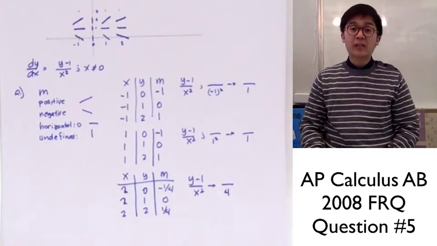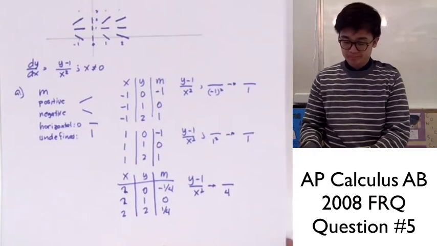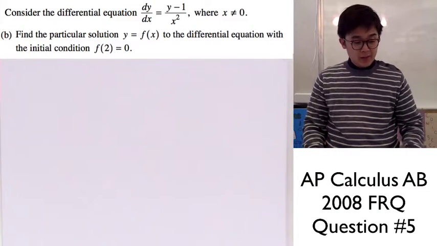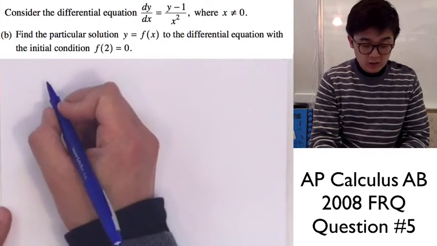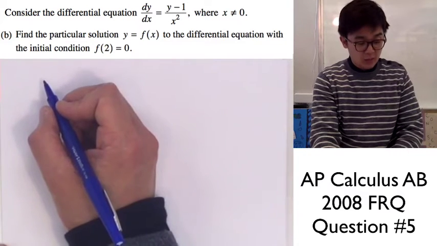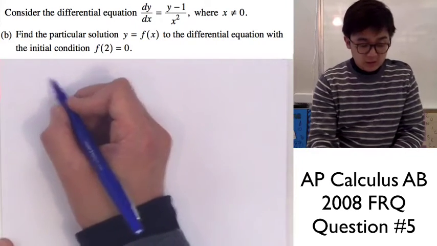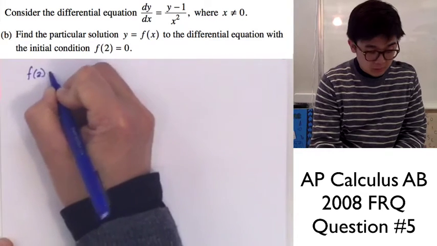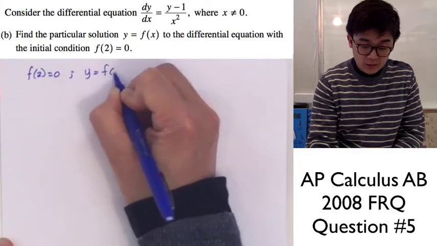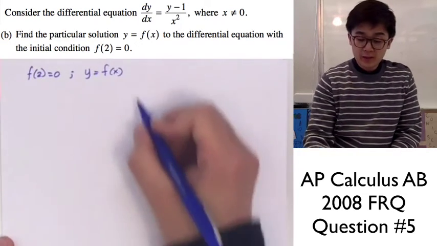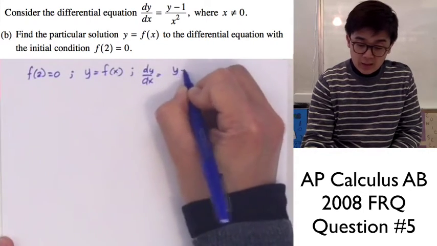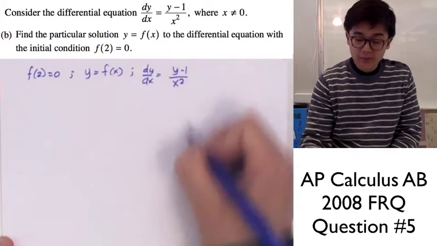Now let's go ahead and start answering problem letter B. For problem letter B, we need to find the particular solution of y equals f of x. So we need to find the function f of x given the dy dx. And the initial condition is that f of 2 is equal to 0. So we need to find the value of our function f of x given the dy dx, which is y minus 1 all over x squared.